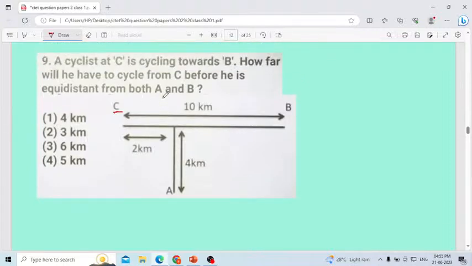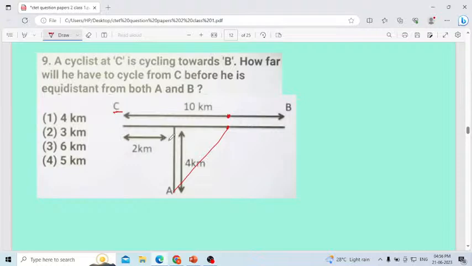Assume he starts cycling at C, then he moves towards B, and that person has to be the same distance from A and also from B. Maybe somewhere if he traveled here, he will be at the same distance from A and also from B. Consider a triangle here like this. Then this full length is given as 10 kilometers.